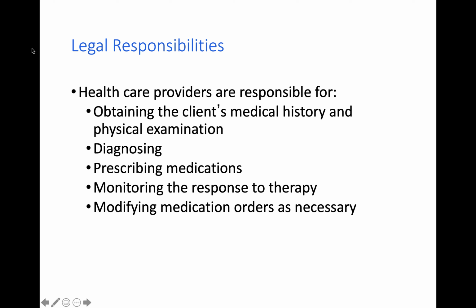And then modifying medication orders as necessary. Did they respond in what we call an adverse way? Did they respond like the majority of the population doesn't respond? Are they allergic to it? So forth and so on.